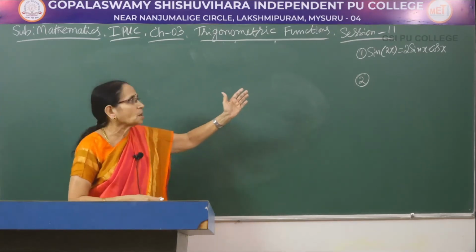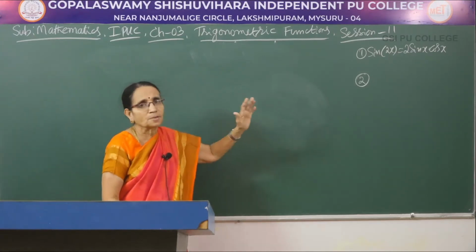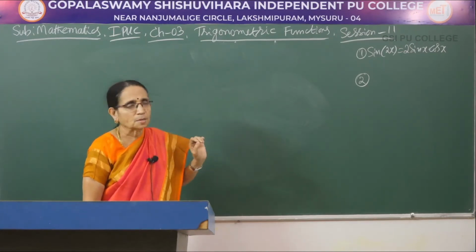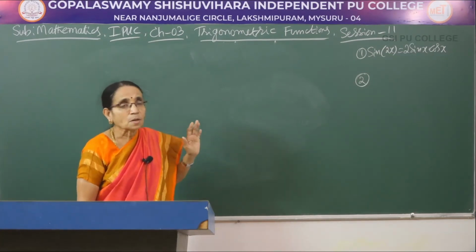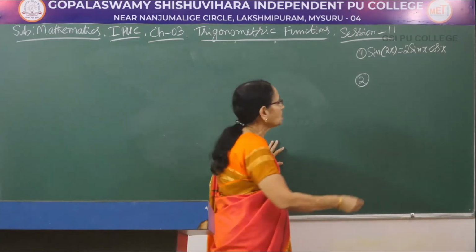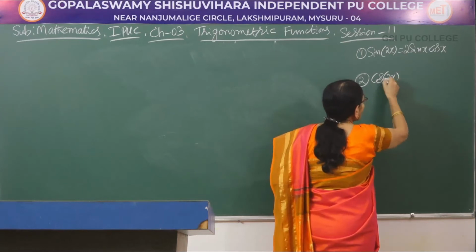In the question paper, it would be asked like this: prove that sin 2x equal to 2 sin x into cos x. Now here for sin 2x only one formula is given, whereas for cos of 2x, there are 3 formulae. Any one of them could be utilized. We are going to derive all of them one by one.